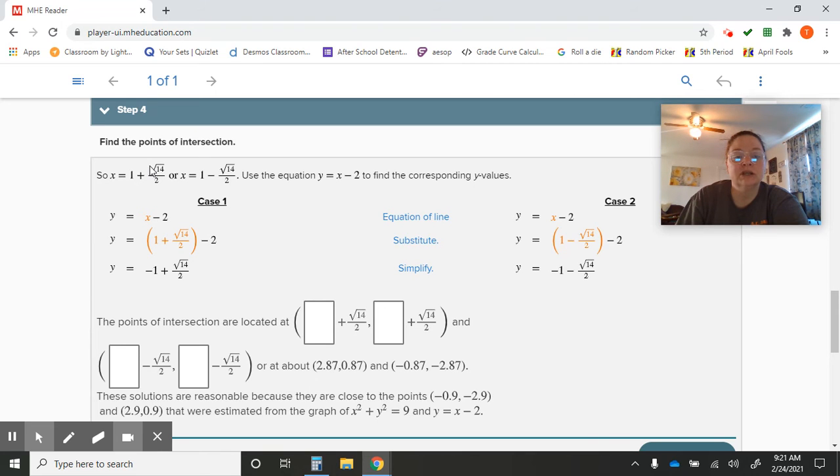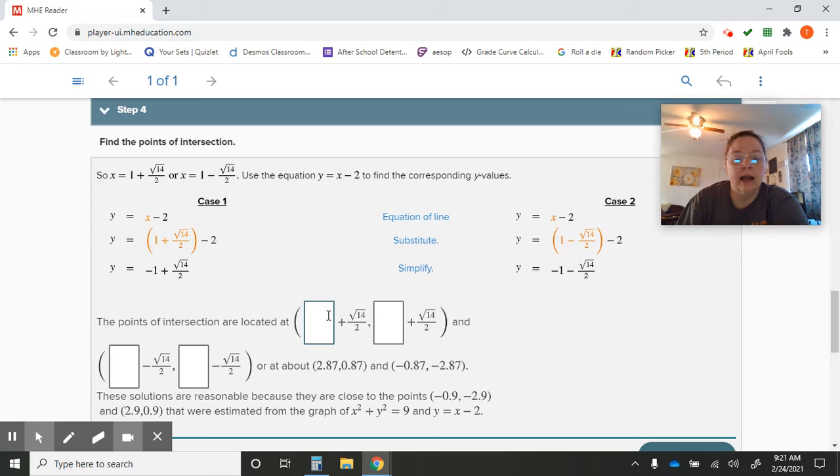So x equals 1 plus the square root of 14 over 2, or x equals 1 minus the square root of 14 over 2. We're going to use the equation y equals x minus 2 to find the corresponding y values. So in our first case, y equals x minus 2, we put in 1 plus the square root of 14 over 2 for our x. That simplifies down to negative 1 plus the square root of 14 over 2. And then in the second case, we put in 1 minus the square root of 14 over 2 for x, and that simplifies to negative 1 minus the square root of 14 over 2.